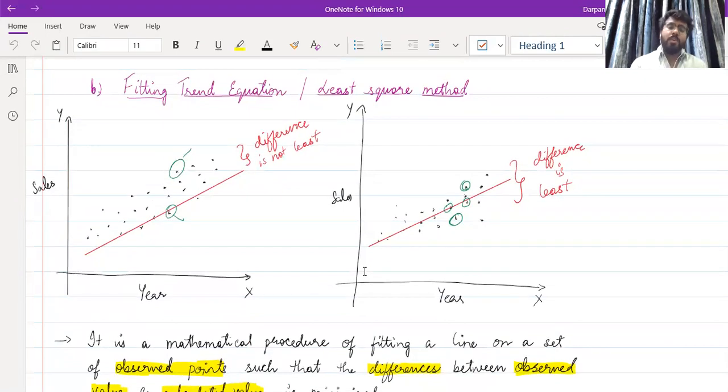Then, fitting trend equation or the least square method. If you see this method and read it from your ICI material also, you'll not understand anything. Why? Because this method is very complicated as such. But what you have to do is understand how much I've told you. If you've understood that, that is enough. You don't have to go into complications and complicate it more.